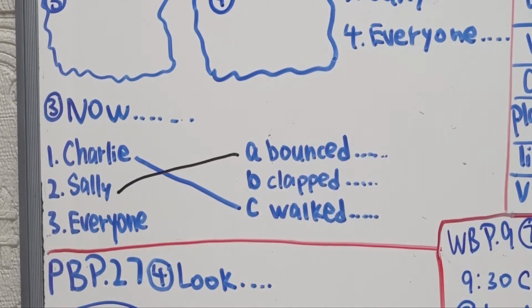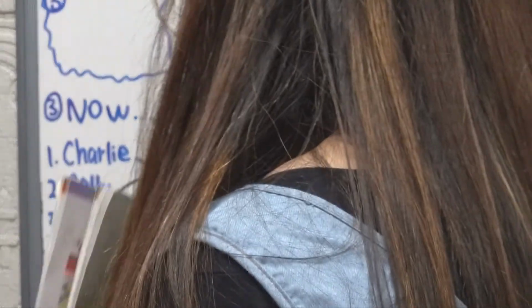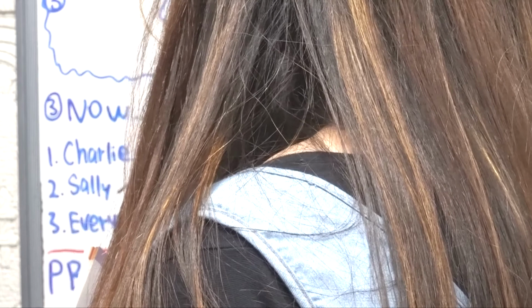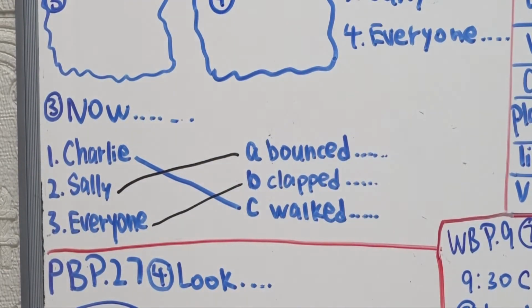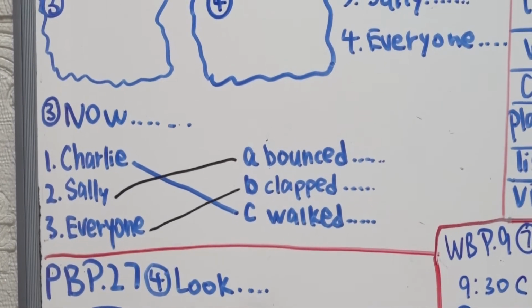3. That should be everyone clapped and laughed. Which paragraph tells us that? The last paragraph, right? Paragraph 4. It says everyone clapped and laughed. Simple as that. So check your answers. If you're sure you're done checking, let's move on to page 27.